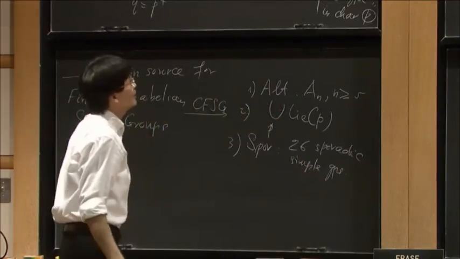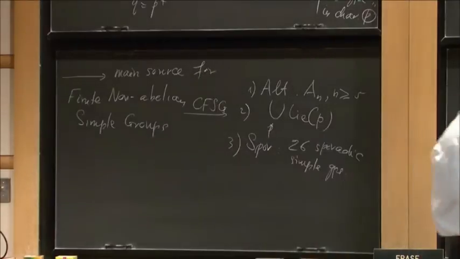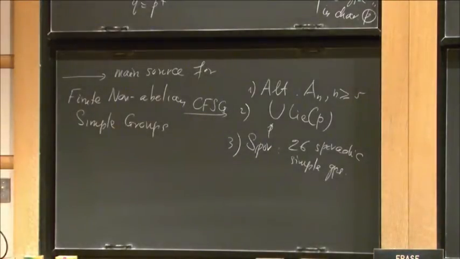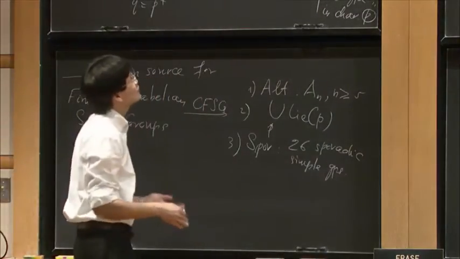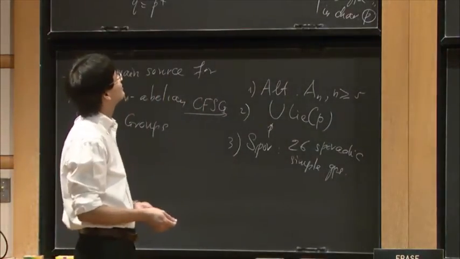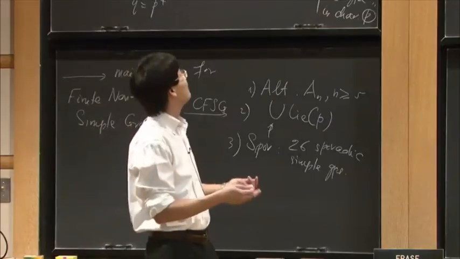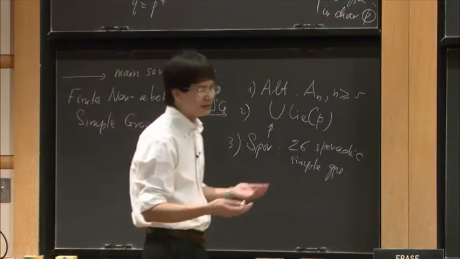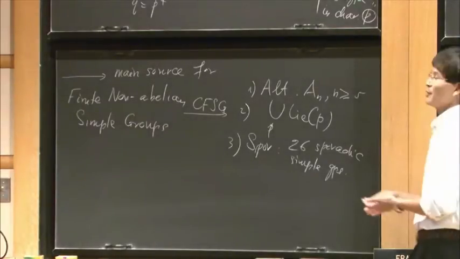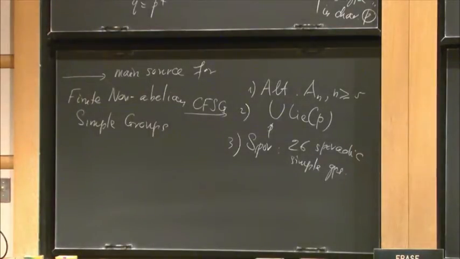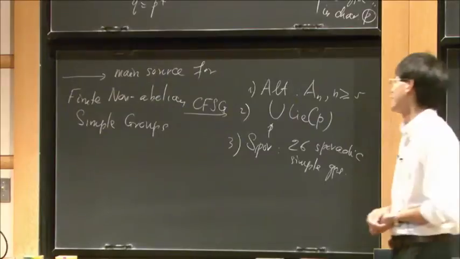Okay. Of course, if you look at this description that I gave you, then you can say that I cheated, because the groups that I defined mostly can never be simple. But of course, to make them simple, you have to take the derived subgroup, mod out the center, and stay away from the small exceptions. But I'm going to ignore this technicality.